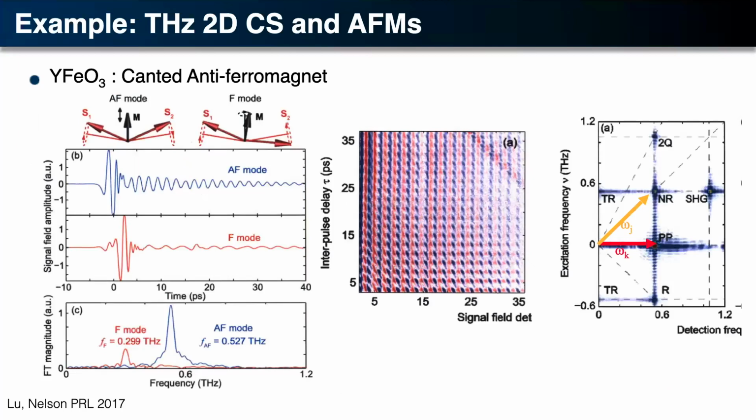So I want to give a number of very quick examples before I get into the meat of it, which is going to be mostly about metals. This is an experiment on ytterbium ferrite. It's a canted antiferromagnet, actually a ferrimagnet, with two different ferro and antiferro modes at frequencies of order about 0.3 terahertz and half a terahertz. That's what data looks like here: interpulse delay and some detection signal field.